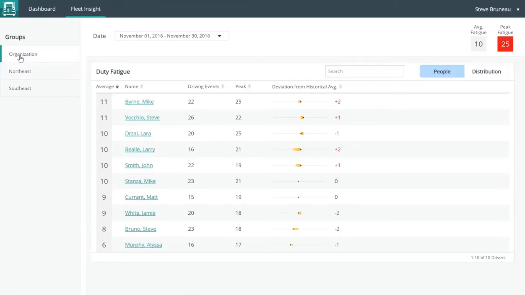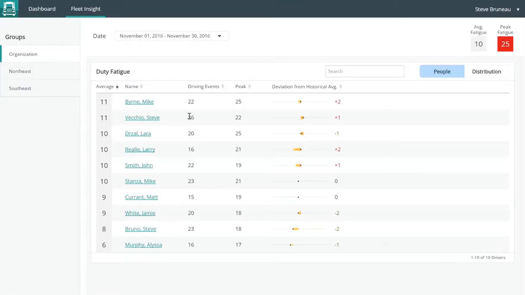If I'm the safety officer, then I care about my organization. What I see here is everybody, and this is ranking all of my drivers from the person with the most average fatigue to the person with the least. And what that's going to allow me to do is tailor my fatigue education to those drivers who seem to have trouble keeping their fatigue risk in check. So very quickly I can identify who those drivers are.